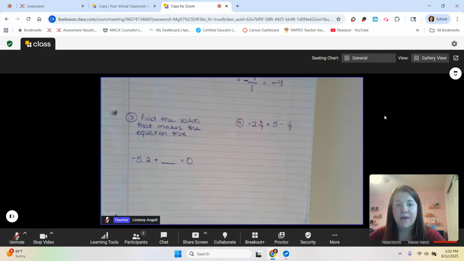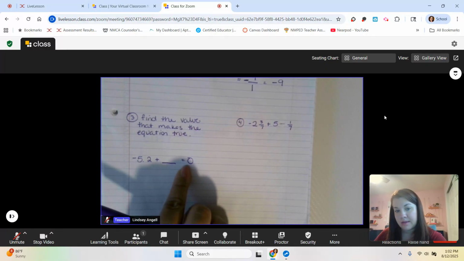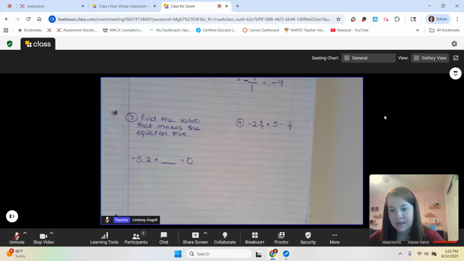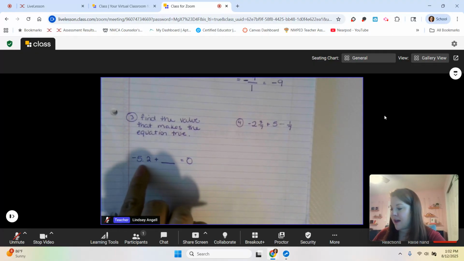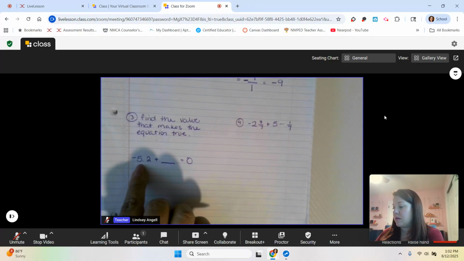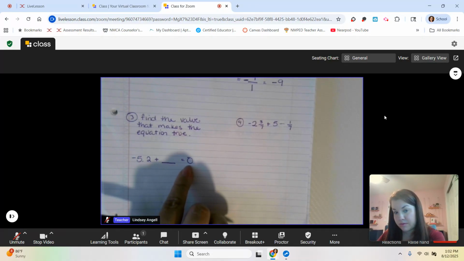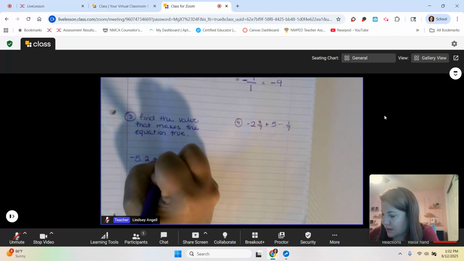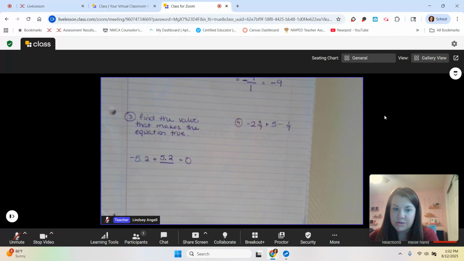Number 3, find the value that makes the equation true. So I have negative 5 and 2/10 plus something gives me 0. Okay? Gives me 0. Well, really, if I'm at negative 5 and 2/10, whether I think about it in money or temperature, it doesn't really matter. But, well, how do you get back to 0? I would add the additive inverse, which would be positive 5 and 2/10. And that's it. Okay? So, additive inverse, that's what that's representing.